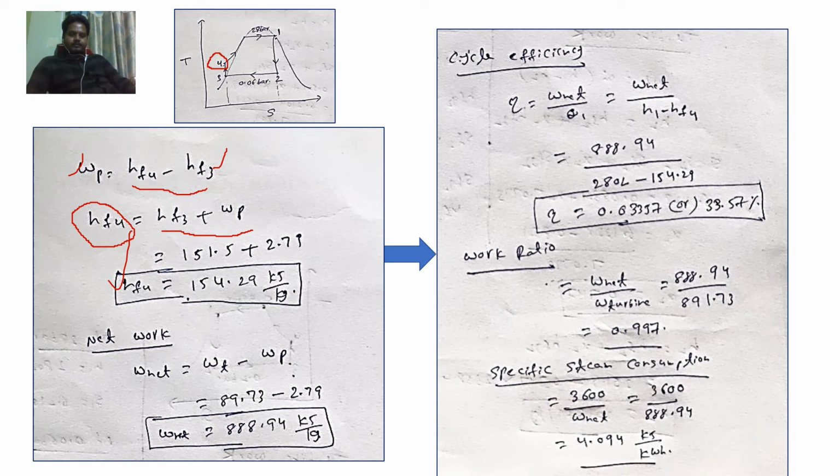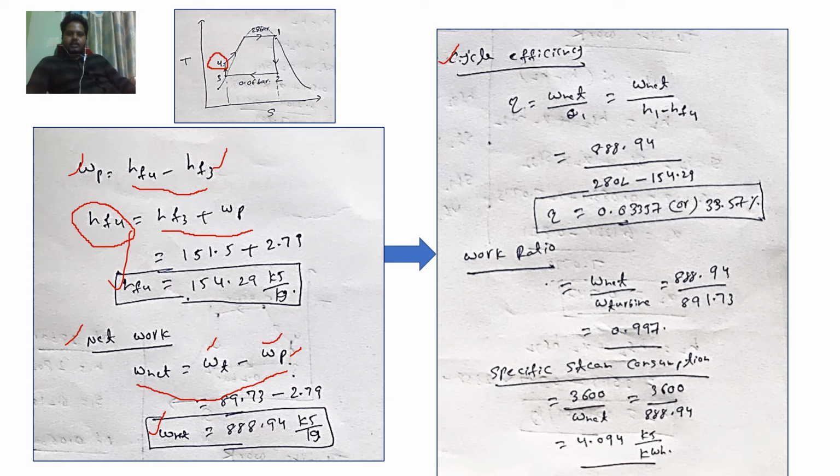Now the other question is net work done. We know that net work done equals the work done by the turbine minus the work input to the pump. Here also we know both the values. We calculated the work done by the turbine and the work input to the pump. Just substitute both the values, you will get the net work done equals 888.94 kilojoule per kg.